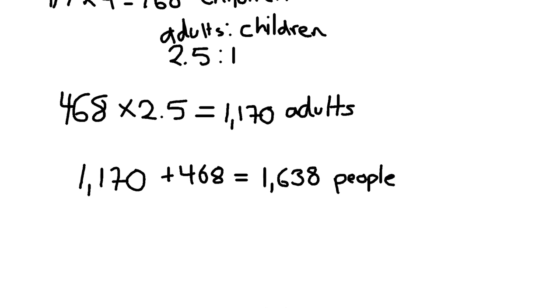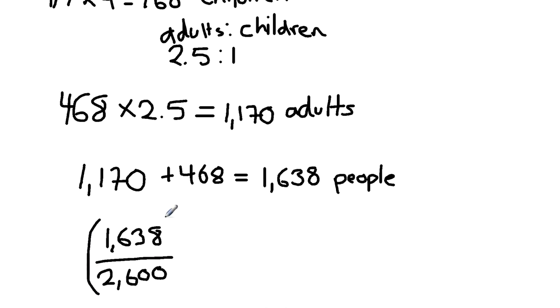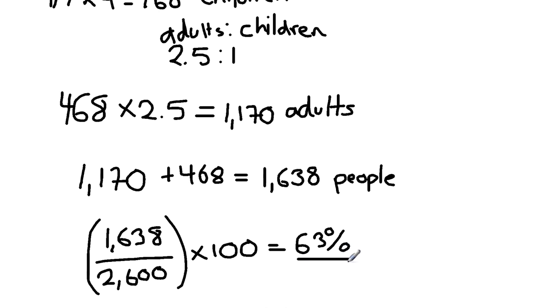Now, to find the percentage, I'm going to divide 1,638 people by 2,600, and then I'm going to multiply it by 100. 1,638 over 2,600, times 100, which gives us 63%. Therefore, the answer is yes, because 63% is greater than 60%.